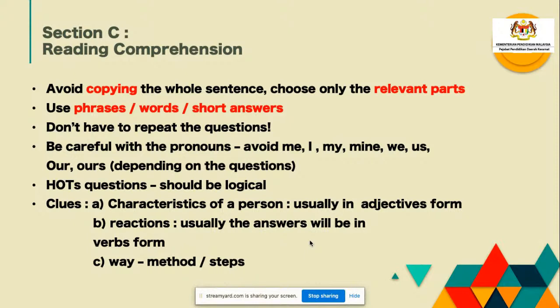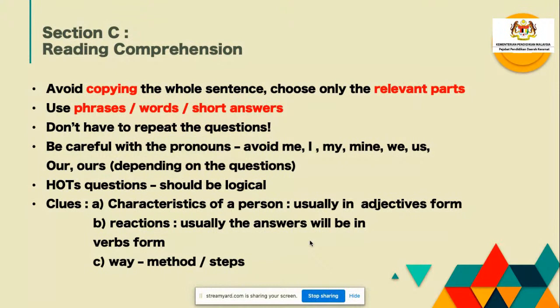When you see the keyword "why" in your question, why means your answer must be a reason, right? So when you have to give a reason, you have to think first before you give the answer. That's why a HOT question requires you to think. When you give your answer, it should be logical and related to the question. It cannot be everything under the roof, okay? It should answer the question, be related to the question, and be logical too.